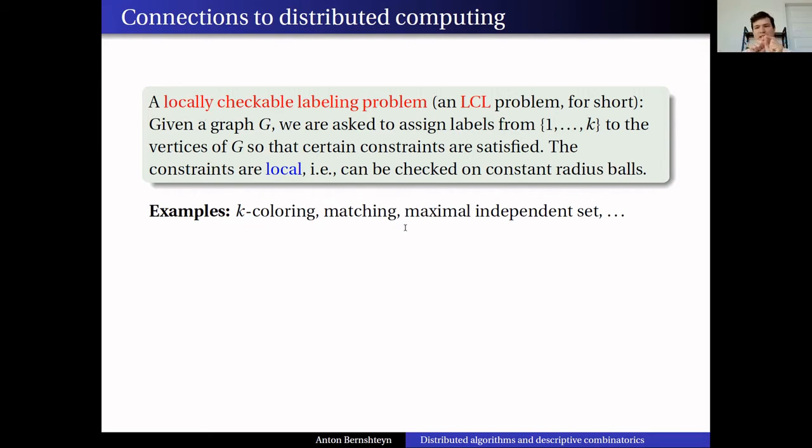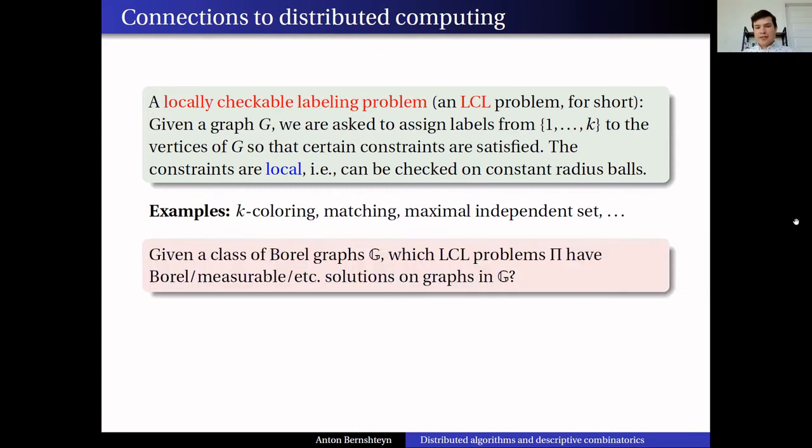Here, the label of a vertex just tells which of its neighbors it is matched to. And the condition is that if x is matched to y, then y should be matched to x. This is again something local, something happening in just the neighborhood of a vertex. And other examples, like the maximal independent set problem, are LCL problems, etc. You can think of lots of examples.